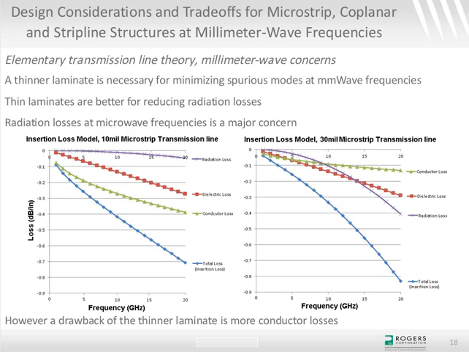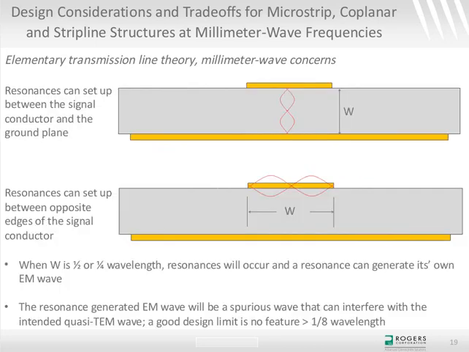Thinner circuits are also used to avoid these spurious wave modes that can interfere with the wave you do want. The one drawback is that thinner circuits will have more insertion loss. That's just kind of the nature of the beast. So, some spurious wave mode things. Let's talk about that real quick.